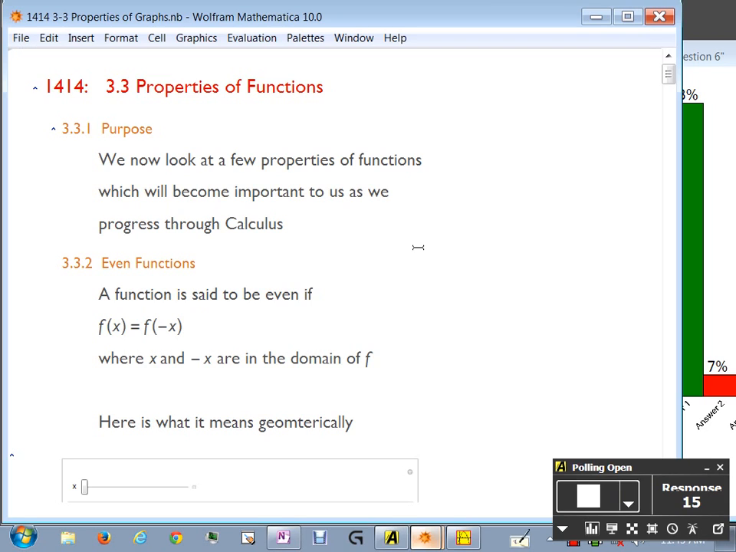Is that 5.4? It's 3.3. And you don't have it? Anybody not have 3.3?